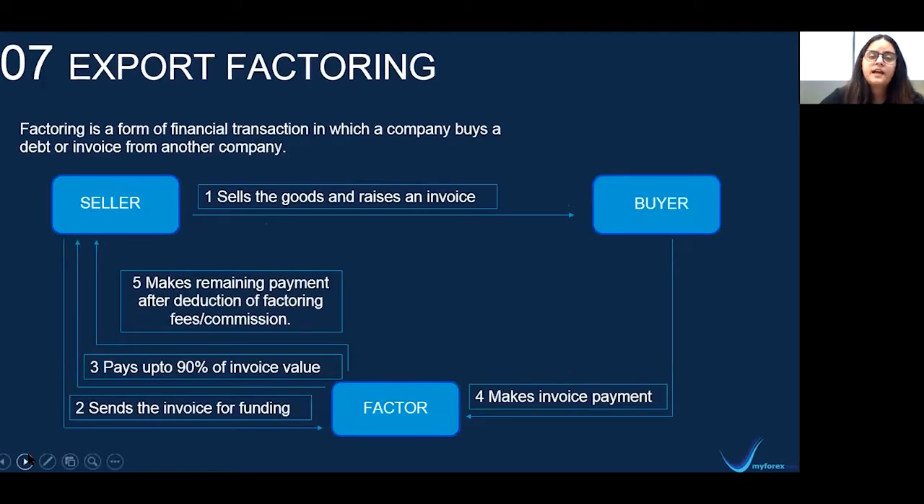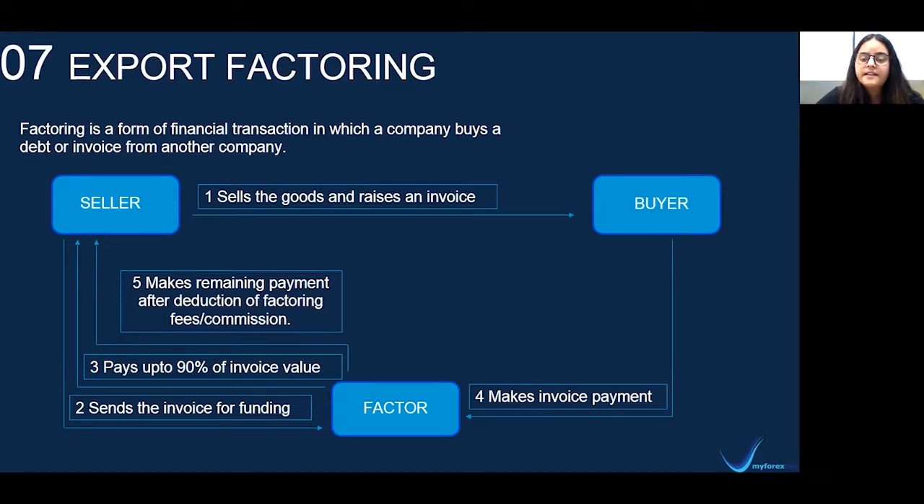The next tool we have for exporters is export factoring. Factoring is a form of financial transaction in which a company buys a debt or invoice from another company. The process flow of factoring is very simple and is as follows. The seller, that is the exporter, sells the goods and raises the invoice. Then the seller approaches the factor and sends the invoice for funding. The factor then pays up to 90% of the invoice value to the exporter.